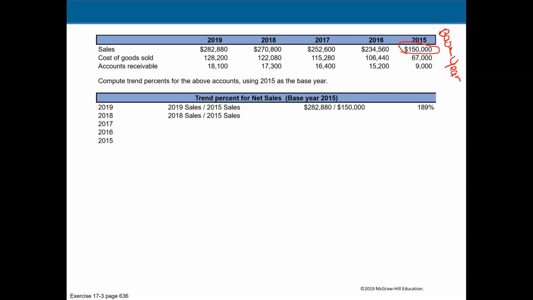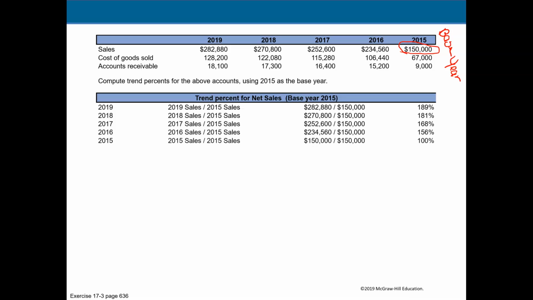And then let's look at the previous year, which is 2018, divide it by the base year of 2015, and you get 181% of the base year. And then there's 2017, 2016, and then here's 2015. And you notice that 2015 is 100%, because you're taking 150,000 divided by 150,000, you will get 100% at that point.